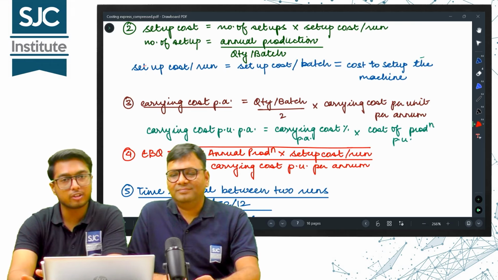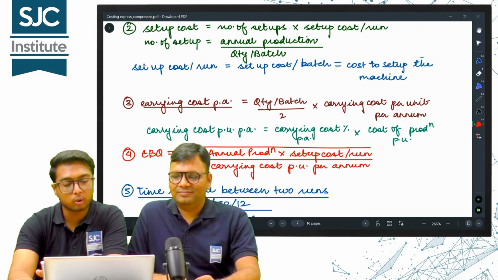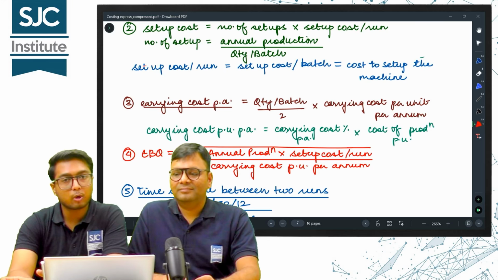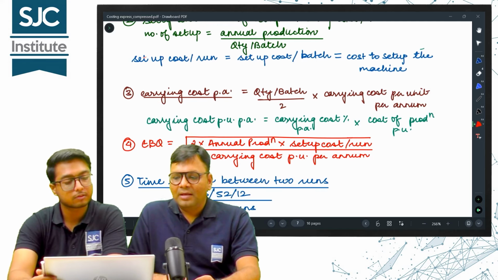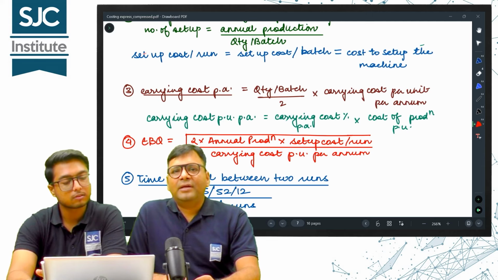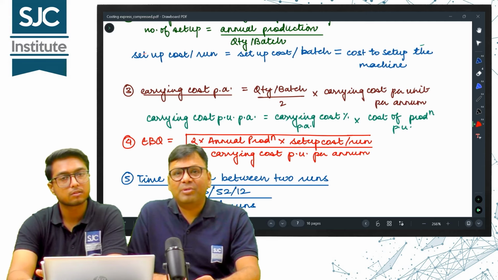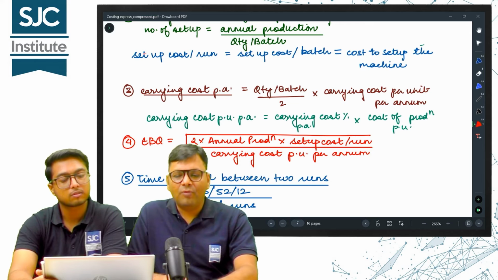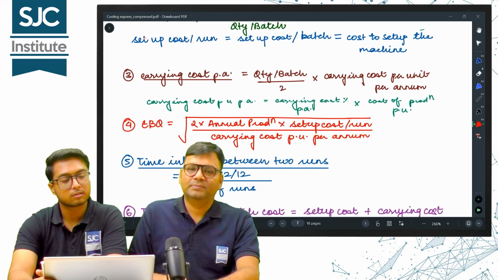Carrying cost per annum is equal to quantity per batch divided by 2 into carrying cost per unit per annum. Many times the question does not specify it, or specifies the carrying cost per month. In that case, we compute carrying cost per annum by multiplying it by 12. Or you may also calculate carrying cost per unit per annum as carrying cost percentage per annum multiplied by cost of production per unit. This concept is rare, however this is also possible.